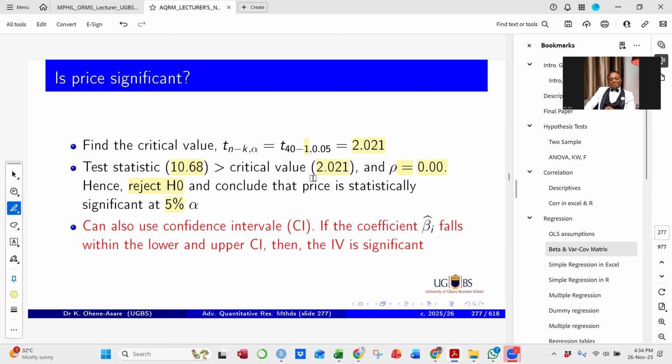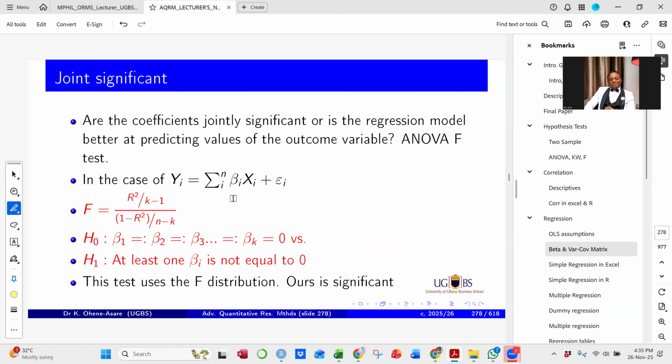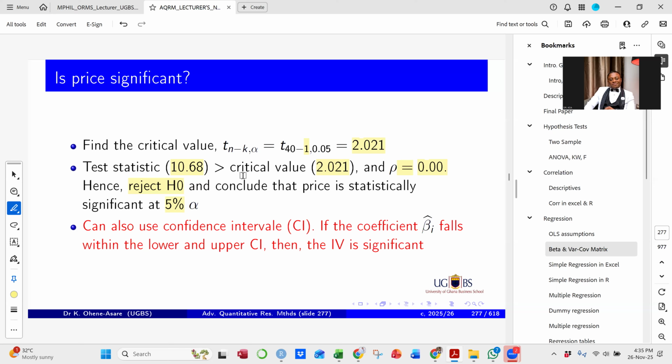So that is how you use the test statistic or the p-value. For exam purposes and for your own thesis purposes, you use the p-value. You can also use a confidence interval to do this conclusion. This is just a way to tell you how you interpret the price. That is for an individual variable. You can also do it for joint.